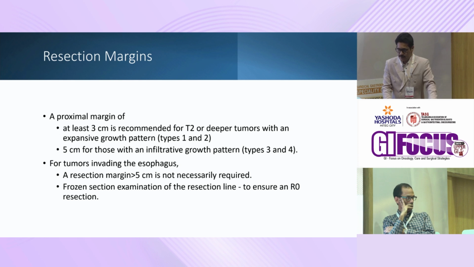Now coming to the resection margins, we all have learned 5 centimeter, 7 centimeter resection margins, but there is little change. A proximal margin of 3 centimeters is recommended for T2 or deeper tumors with an expansive growth pattern. But if it is an infiltrative growth pattern, then you need a 5 centimeter margin. For tumors which are invading the esophagus, we do not always require more than 5 centimeters. We can always rely on the frozen section and ensure that we get an R0 resection. So the resection margins can be a little variable when the esophagus is involved, and not necessarily 5 or 7 centimeters. If we go by the 5, 7 centimeters, then we always end up doing an esophagogastrectomy for all these patients with locally advanced GE junction or the upper gastric tumors.